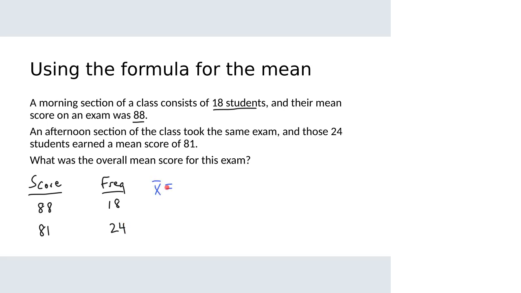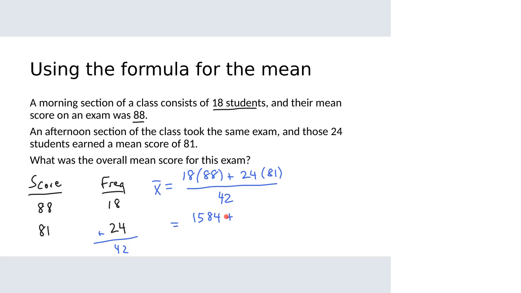So we want the mean here, and that's going to be, well, I have 18 times 88 plus 24 times 81. And be a little careful here. We want to make sure we're dividing by the right number. The number of data points we have here is, add up the frequencies, 42. So we're going to divide by 42. And now we can simplify this. 18 times 88 is 1,584. And it's not really important that you know this, but that's the total number of points earned in the morning class. We don't know what any of the scores were, but we know all together they add up to 1,584.